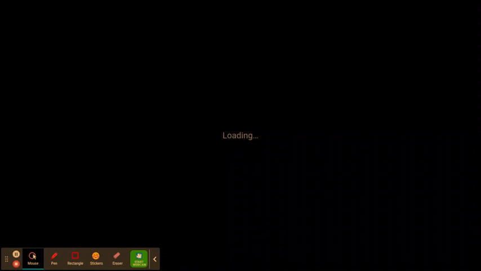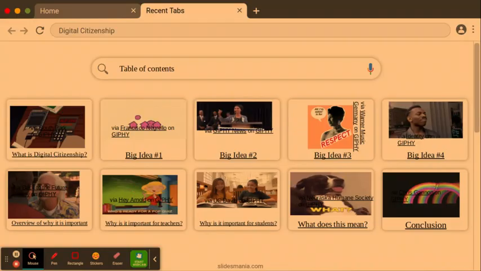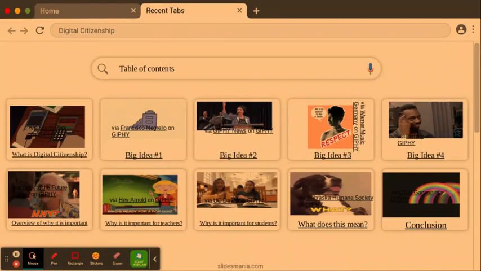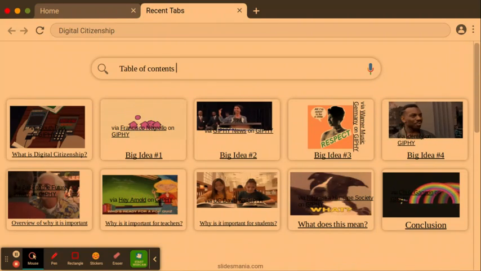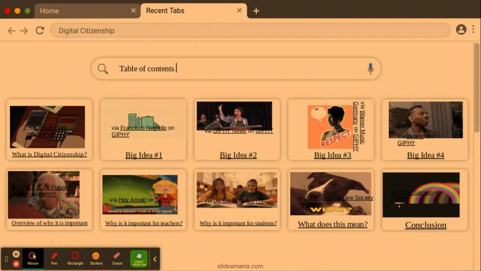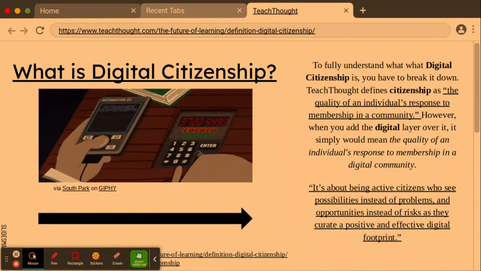So, in this slideshow, I'm going to start off with a basic overview of what digital citizenship is, some big ideas, why it's important, some implications, and of course the conclusion and credits at the end.